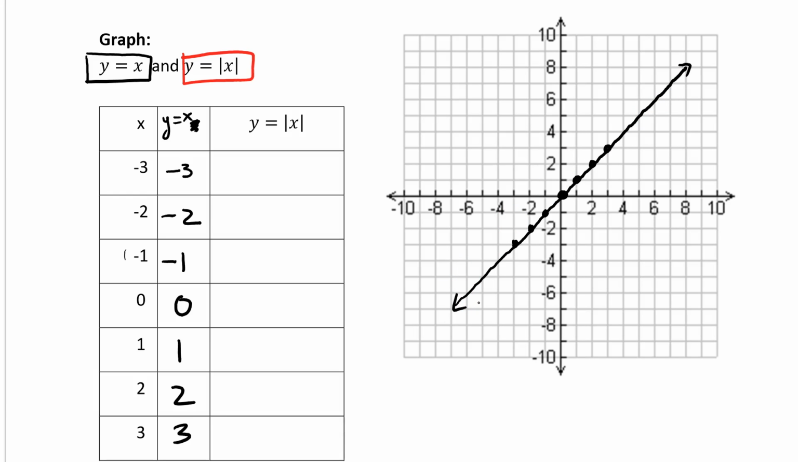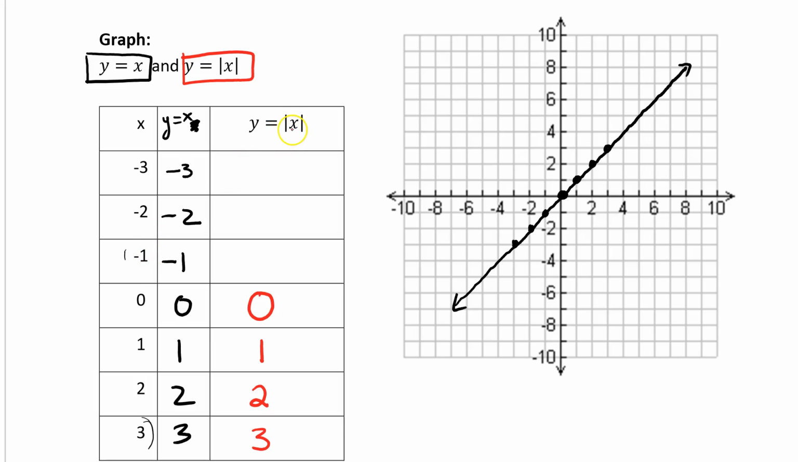Now, let's talk about this one and start at the bottom. If y is the absolute value of x, x is 3, that means that y is 3. I'm going to adjust so that we can be consistent with color here. If I say that x is 2, y is the absolute value of 2, which is 2. If I say x is 1, the absolute value of x is going to be 1, and the absolute value of 0 is 0. Here's where it gets a little tricky.